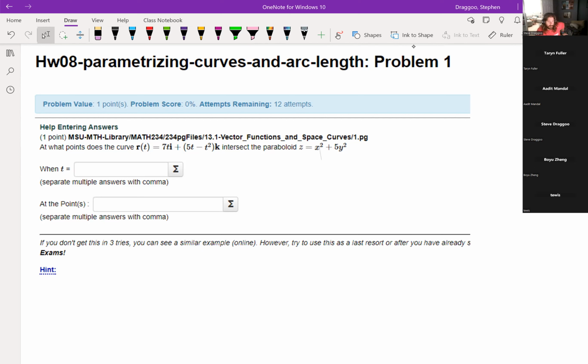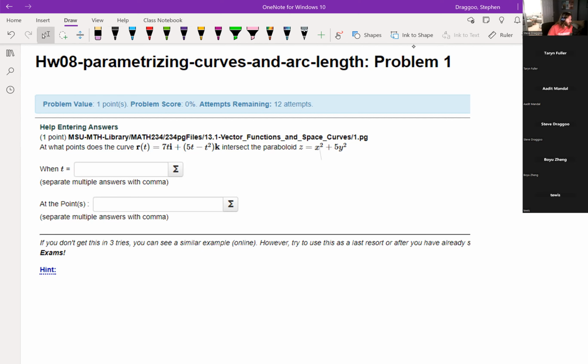So for the first one, the parameterization is done for us. We're given that our curve is 7t i plus 5t minus t squared k. And we want to figure out where that thing intersects the paraboloid z equals x squared plus 5y squared. Hopefully after the last problem, we now know that that thing is indeed a paraboloid. All right, let's figure out where that thing is going to intersect.